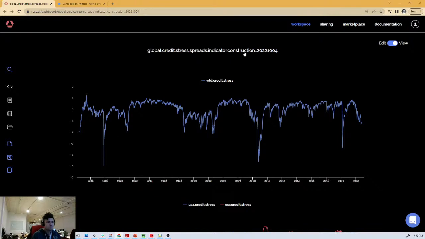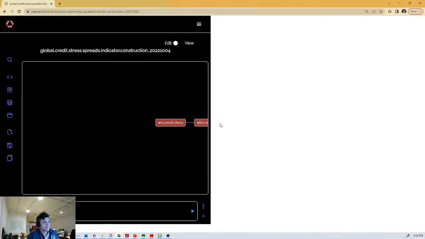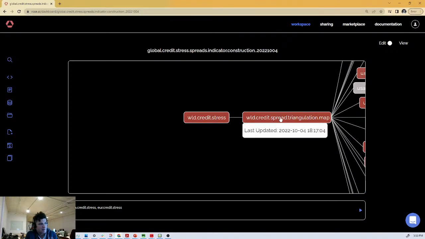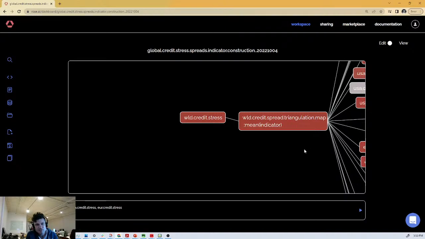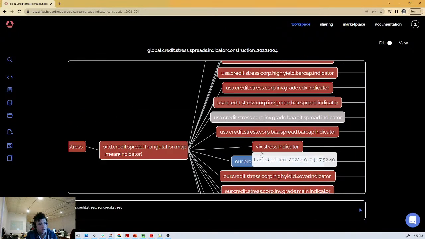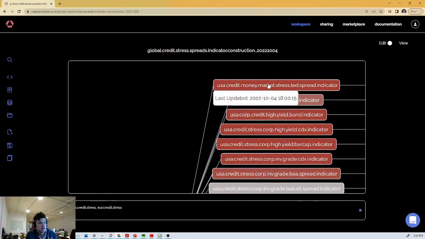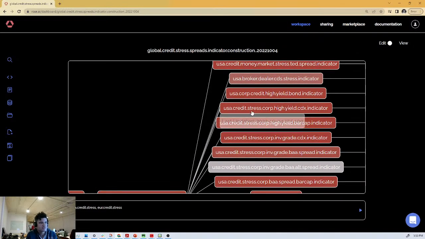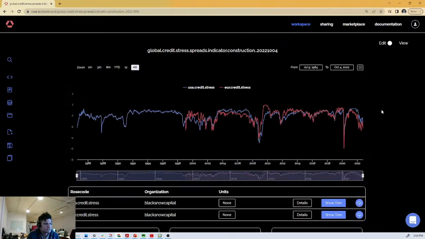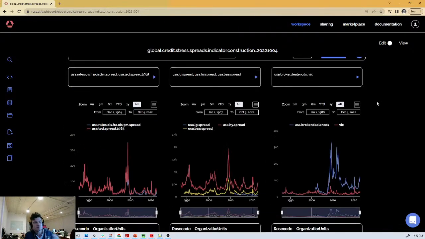So this notebook shows that we have an indicator called world credit stress. And in terms of how that was made, let me just pull it over here. That object is made from a map called World Credit Spread Triangulation Map, and we're taking the simple mean of a bunch of indicators. And you can see these indicators up here. Money market stress, broker-dealer stress, corporate credit stress, a bunch of different indices, which then below we try to pull out and actually look at.